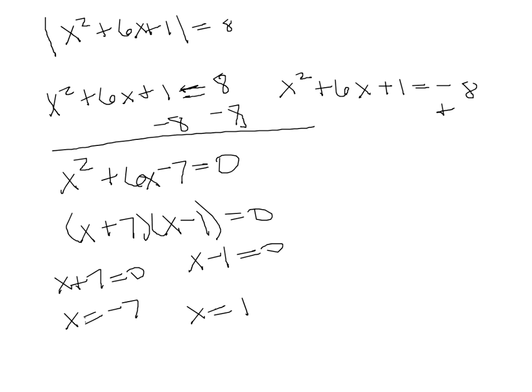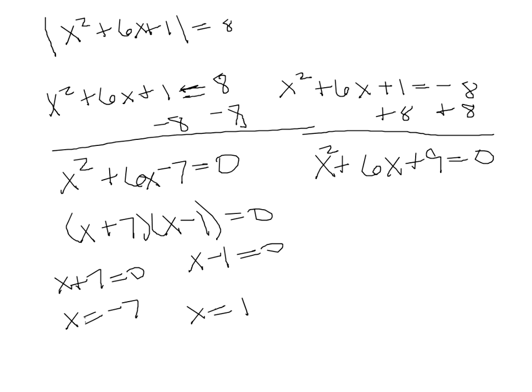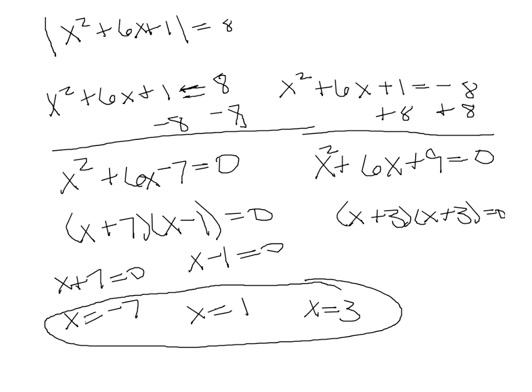And then over here, for the second quadratic, I add 8 to both sides. And this also factors. So I get two of the same factors. So that means that x equals 3. So I get 3 solutions here. I could have gotten as many as 4.